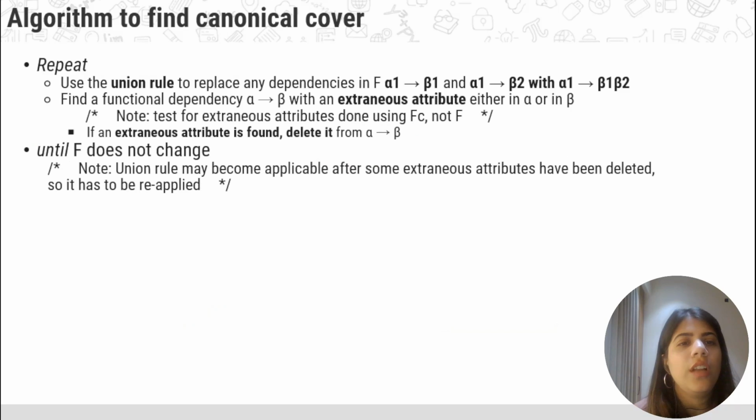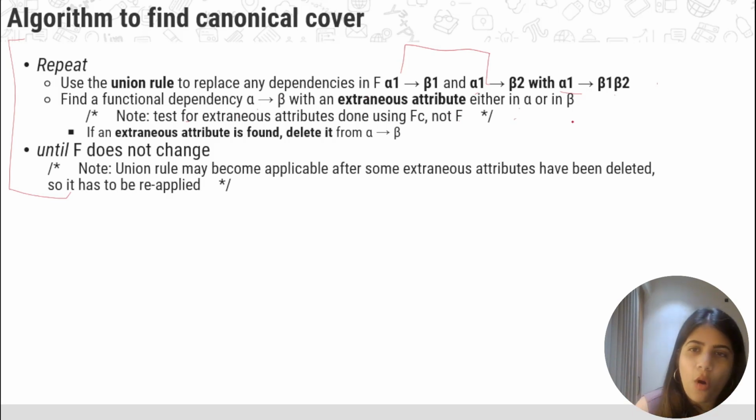So the algorithm to find the canonical cover is this. We need to repeat and use a union rule to replace any dependencies in the functional dependencies where A1 can determine B1 and A1 can determine B2. So we will use a union rule to combine them, so that A1 can determine B1 and B2. Then find a functional dependency where A can determine B with an extraneous attribute either in A or in B. A note: the test for extraneous attributes is done using FC and not F star. This means over here we need to test and check whether, without the extraneous attribute, the meaning changes or not.